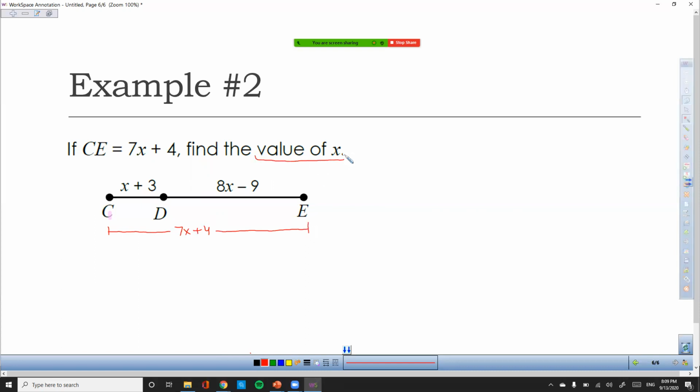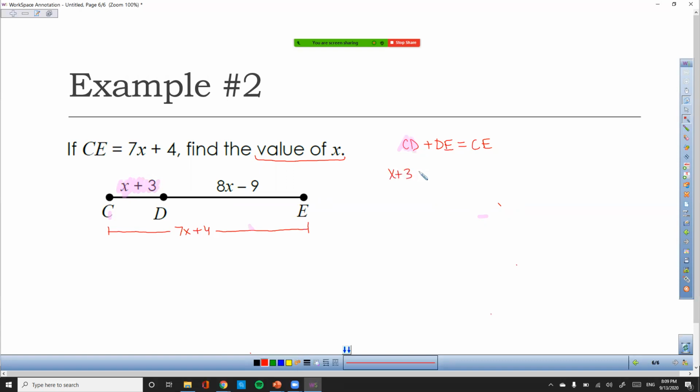All right, so again, how can I set up my equation? I know my segment addition postulate tells me that the length of segment CD plus the length of segment DE is going to equal the length of the segment from C all the way to E. Again, this is a given. This is set up for the figure that they're giving me. After that, all I have to do is substitute in the information that I know. I know that CD is how much? x plus 3. So let's substitute it in there.